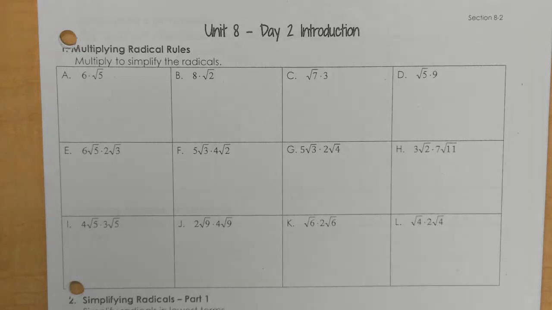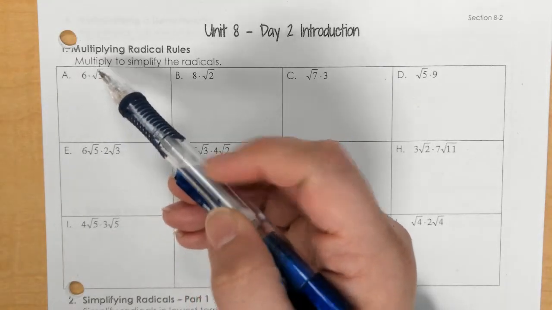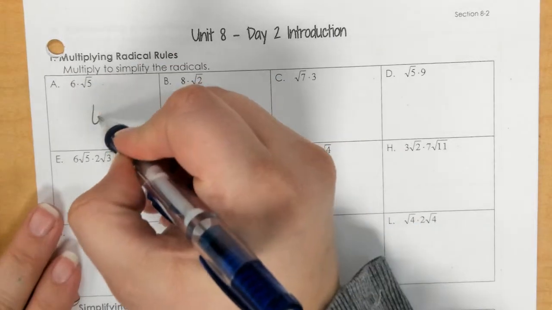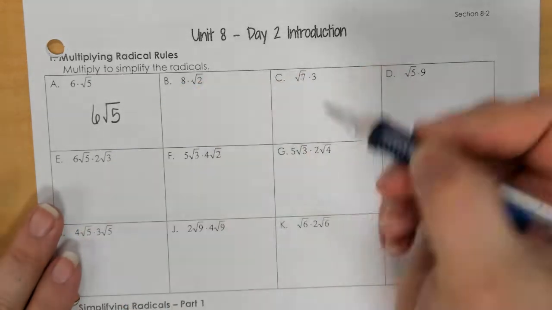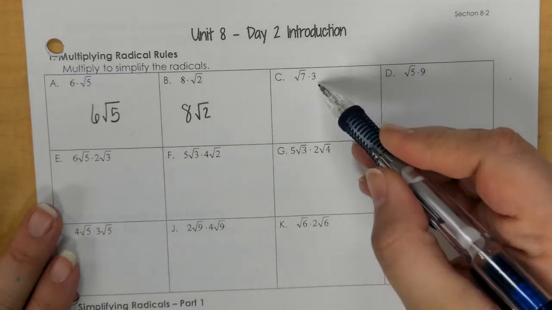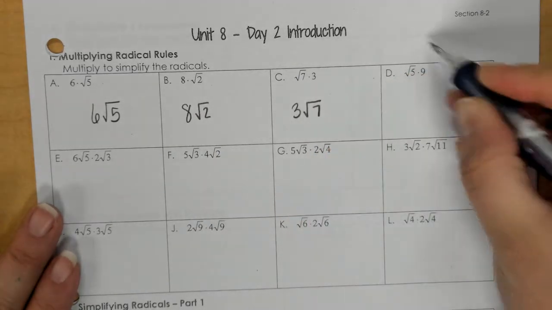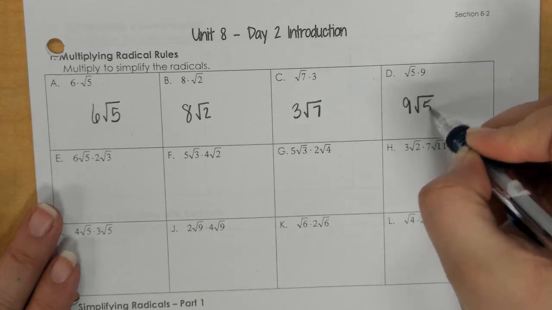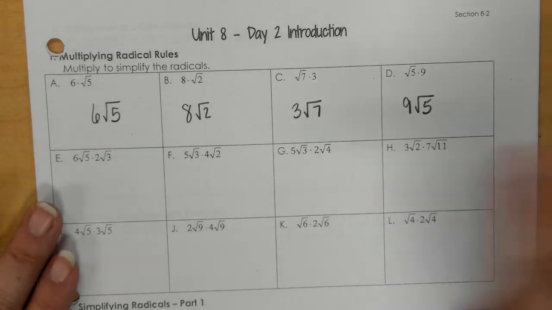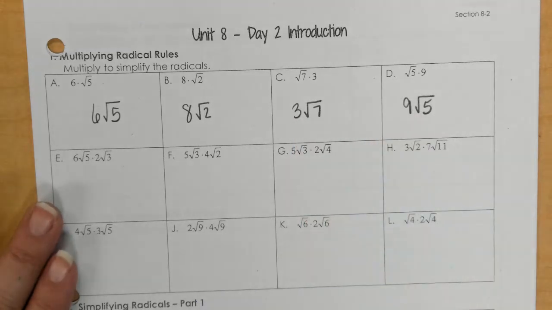For Unit 8, Day 2 Introduction, this is just a review of some radical rules. So if you have 6 times radical 5, it can just be written without the multiplication symbol. Sometimes it might be flipped around, so the 3 would go in front of the radical, like the 9 would go in front of the 5. But you just have to know that that means 3 times the square root of 7 or 9 times the square root of 5.